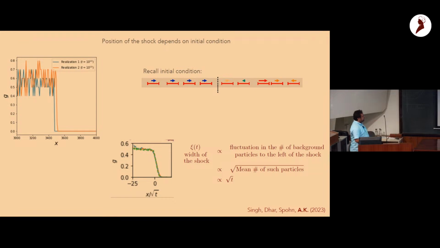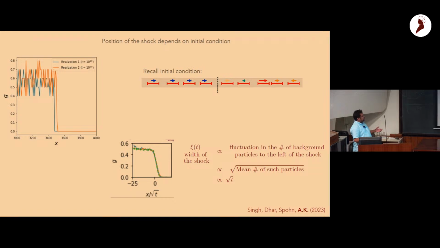Okay. And so the position fluctuates because the number of background dots that the shock encounters changes from one initial configuration to another. And the initial configurations are random, corresponding to a given macroscopic state. So this fluctuates, and that fluctuation is proportional to the fluctuation in the number of background dots that have gone past the shock profile of the special dots.